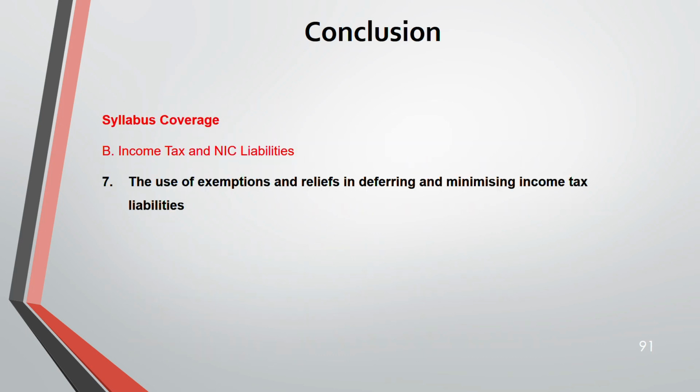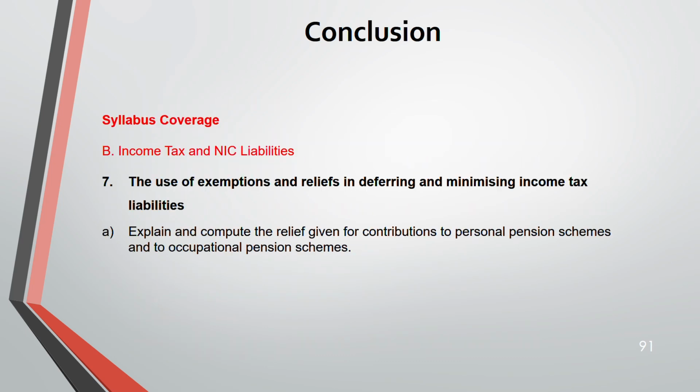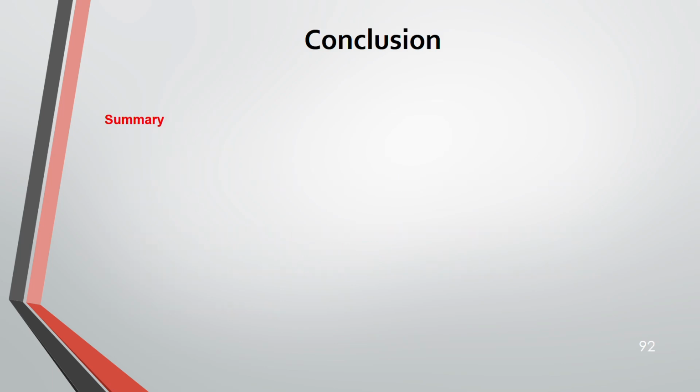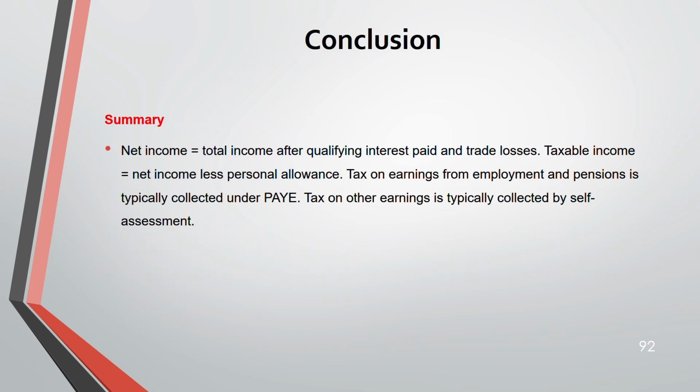Then how do you minimize income tax? By contributing into occupational or personal pension scheme, and also by utilizing the basic rate band of the spouses or transferring personal allowance among the spouses. Then basic income tax planning. So let us summarize this lecture, the things that we have covered here.